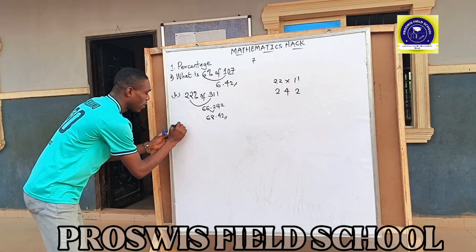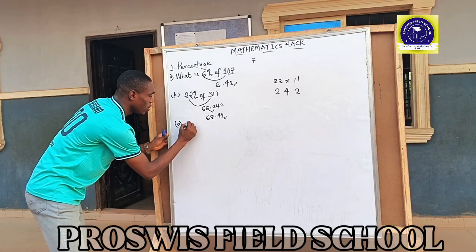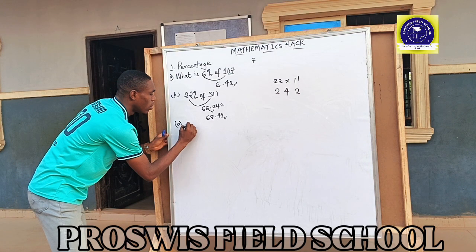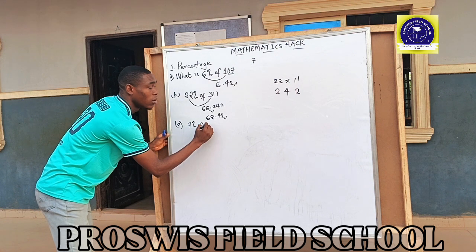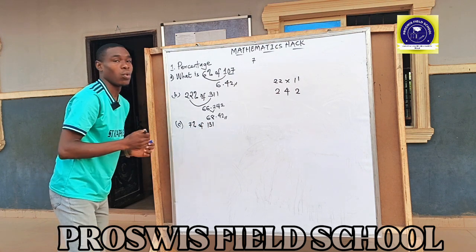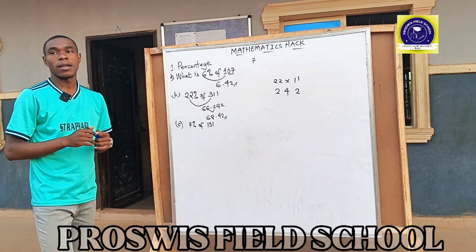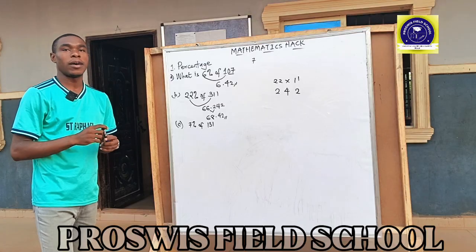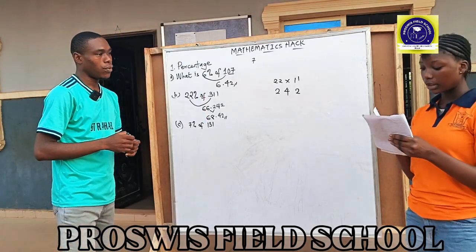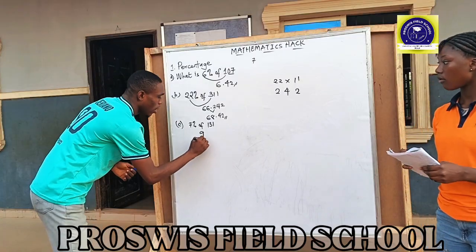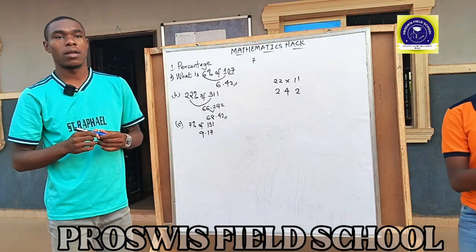Now, everybody attempt this through the method that we've done quickly. 7% of 131 is what? Few seconds. Okay, Annabelle, what do you have? Come out. 9.17. 9.17. Clap for her.